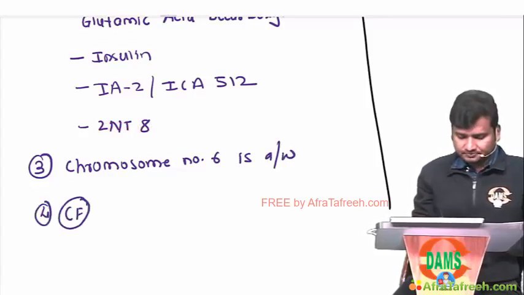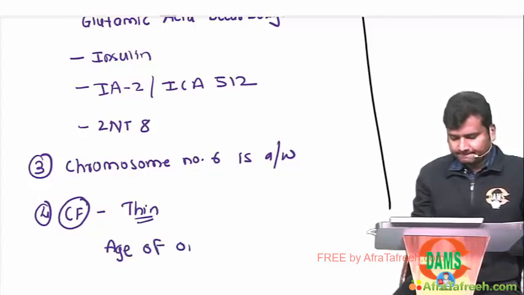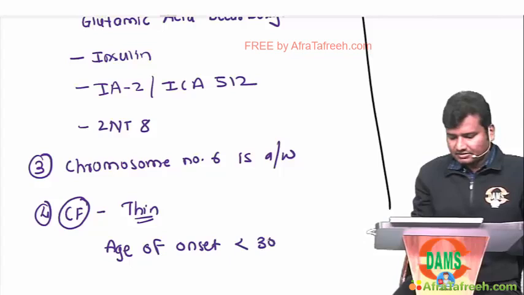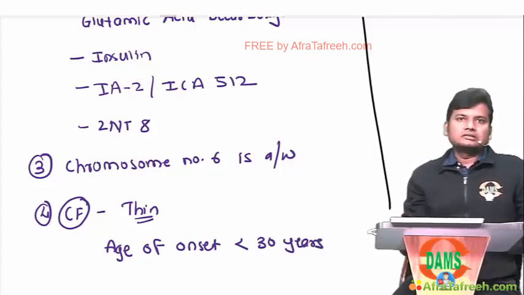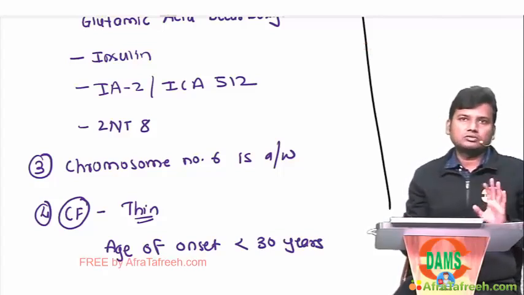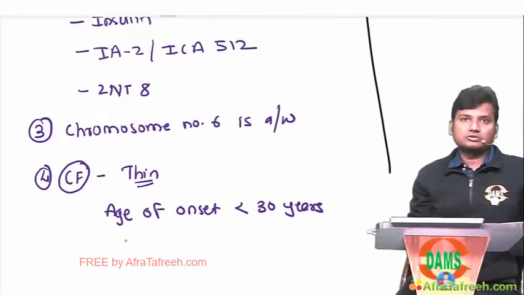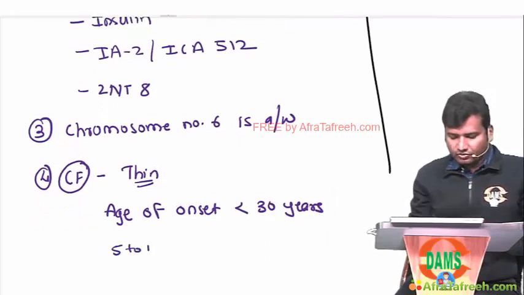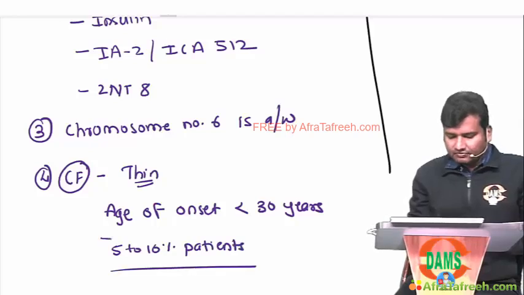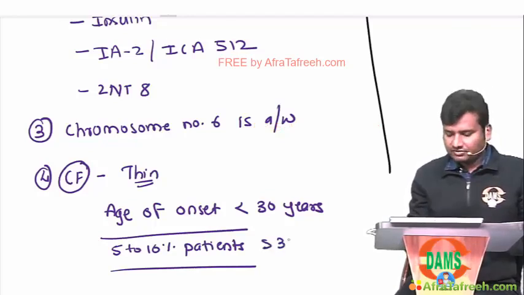Clinical features. Generally, these patients are thin. Age of onset is less than 30 years, but remember, it is not the rule. Type 1 diabetes can occur after 30 years of age. According to Harrison, 5 to 10% of patients will be diagnosed as type 1 diabetes after 30 years of age.